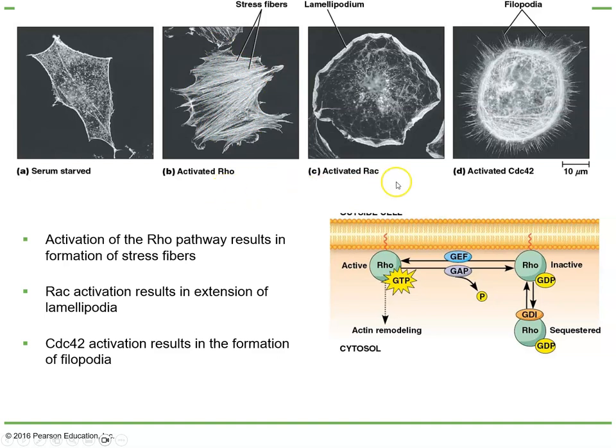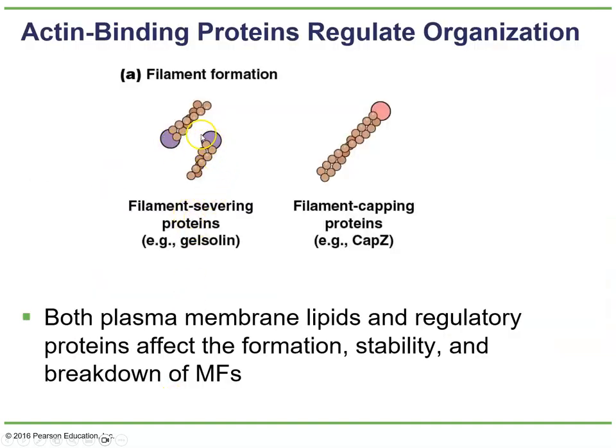And you can also see that if we activate Rac, which is a different signaling mechanism, or Cdc42, those have different influences on the structure of the cell and the cell shape. Those different signals will activate the release of different types of proteins that regulate the actin formation and structure. So things that can cut, things that cap, things that can polymerize, or deactivate or break down these different actin microfilaments are all part of those different pathways that are regulating the structure.